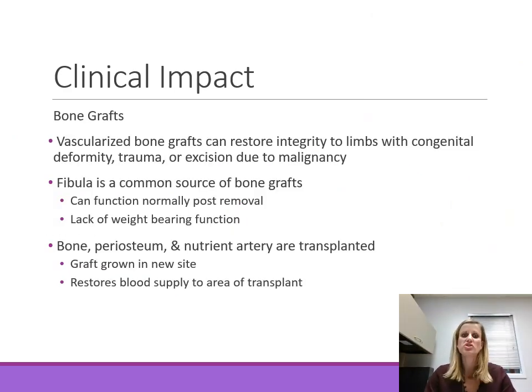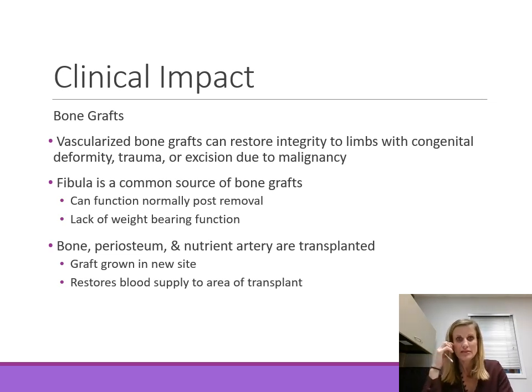Bone grafts are just transplants of vascularized bone tissue from one part of the body to another part of the body. This can be used to replace or reform limbs that had congenital deformities, or restore integrity to limbs or areas of the body that were damaged by trauma, and then also to restore the integrity or replace bones that were excised or removed due to the presence of malignancy or cancer.